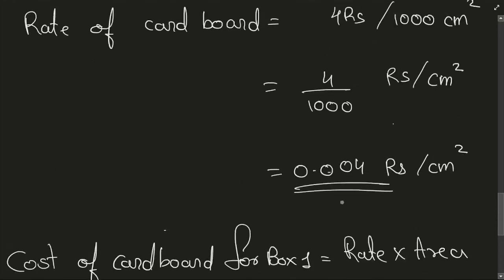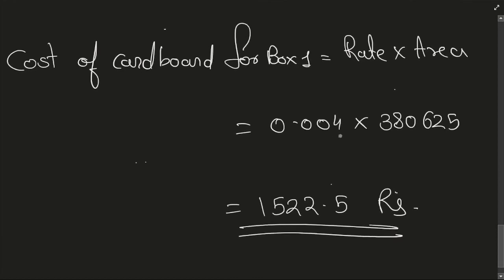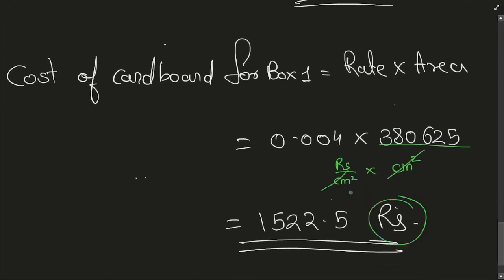The last part? Cost of cardboard for box 1. The cost is always equals to area into rate, right? Cost of anything. If the rate is in terms of rupees per area, it will be in terms of rate into area, right? So the rate is 0.004. See, what is the unit of this 0.004? That is rupees per centimeter square. And what is the unit of this area? That is centimeter square. So if you cancel this down, what you get? Rupees. Got it?